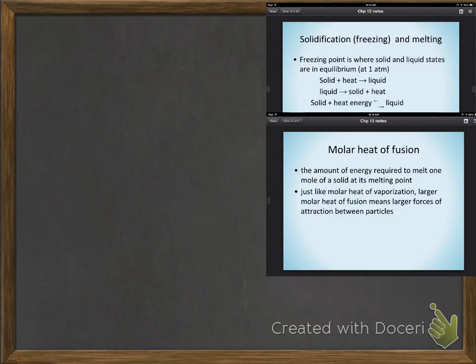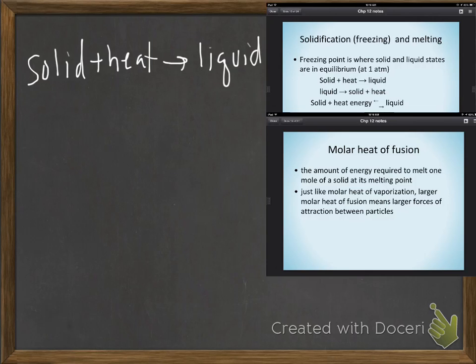Okay, so we talked about vaporization, which is evaporation and boiling. We're going to talk about the other really common phase change, which is solidification, and the opposite of solidification, freezing and melting. And you know that we can write the Le Chatelier's equation like this. A solid plus heat yields a liquid and vice versa.